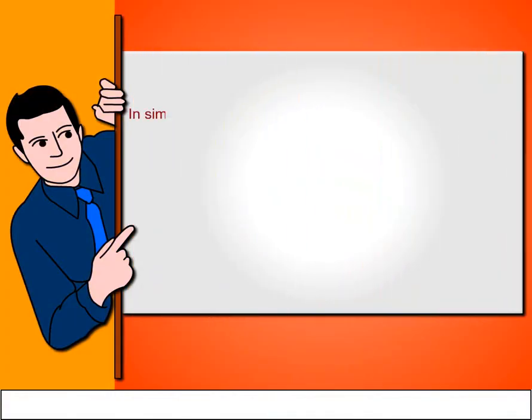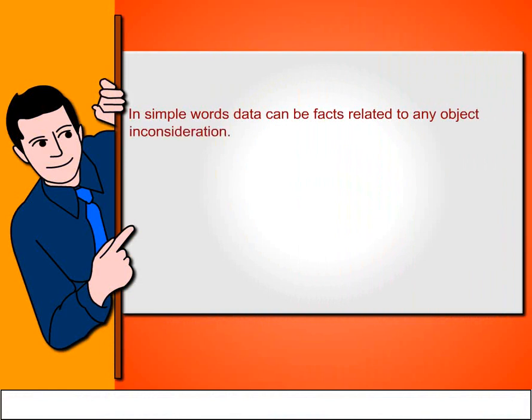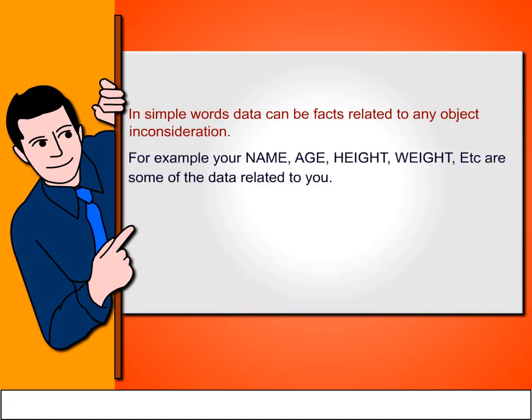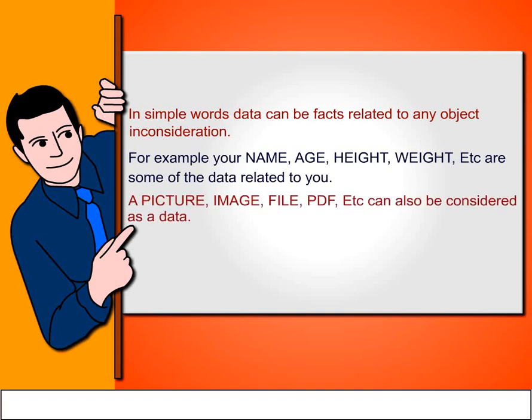What is data? In simple words, data can be facts related to any object in consideration. For example, your name, age, height, weight, etc. are some of the data related to you. A picture, image, file, PDF, etc. can also be considered as data.